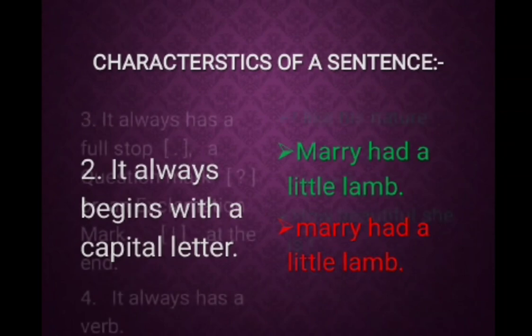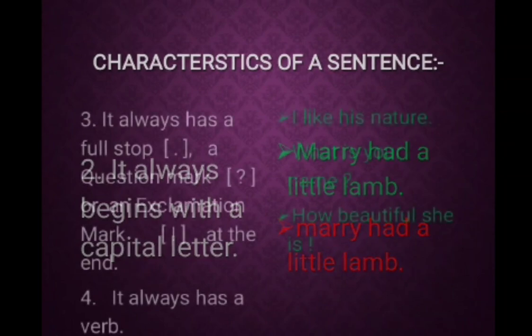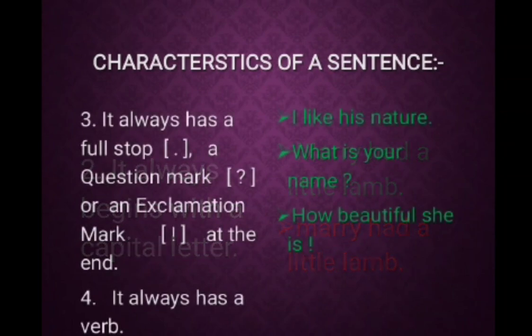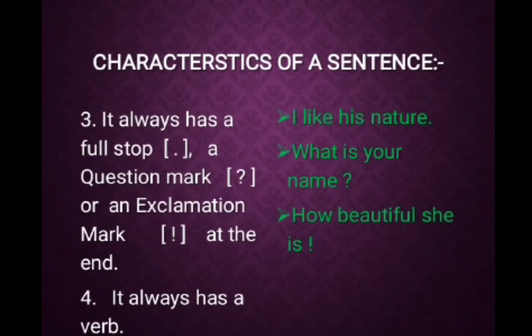The third condition is it always has a full stop or a question mark or an exclamation mark at the end. For example, I like his nature. In this sentence, there is a full stop at the end. Next, what is your name? Now, this sentence has a question mark at the end. And in the third, how beautiful she is! In this sentence, there is an exclamation mark at the end.